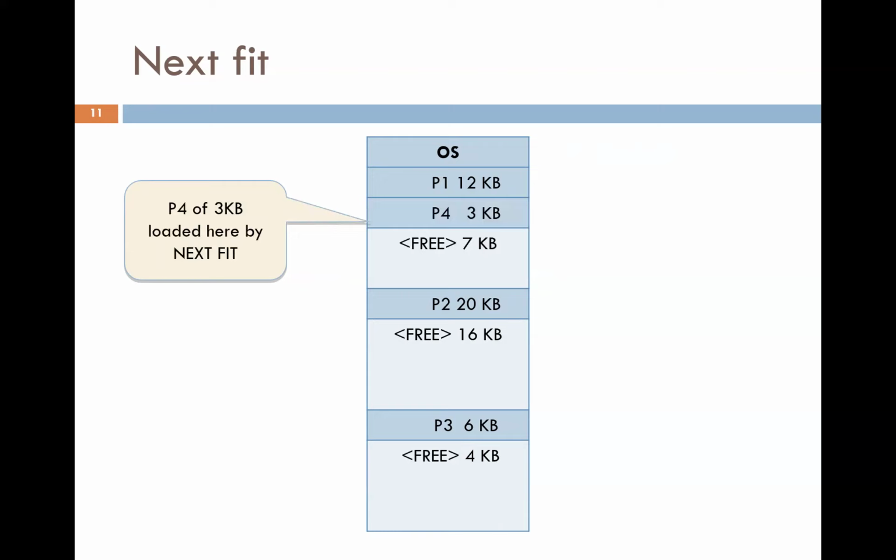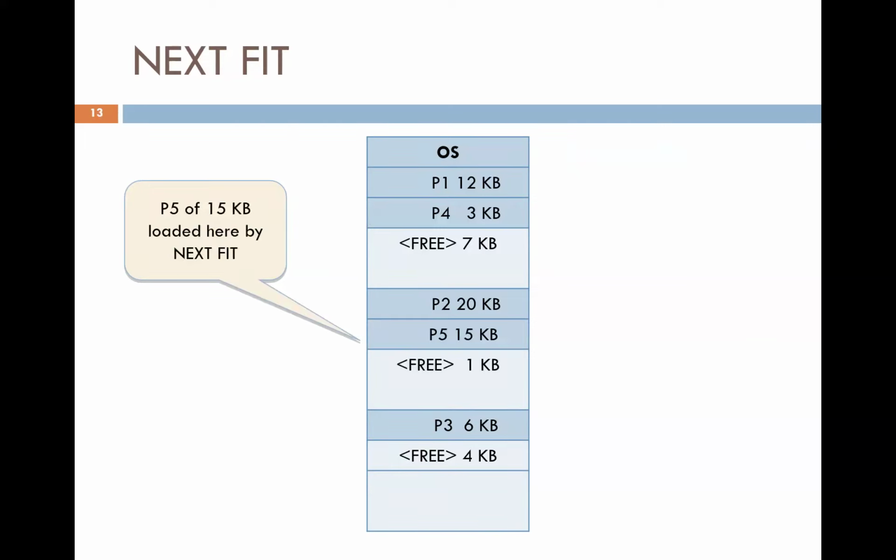Okay, so after this, whenever a new process comes, it will not start searching from this particular hole, where it left off in the first iteration. It will start searching from the next available hole in the next iteration. So suppose a new process arrives, it will start searching from here and occupy the hole of 16 KB, which is large enough for this process of 15 KB. So this is how the next fit works.